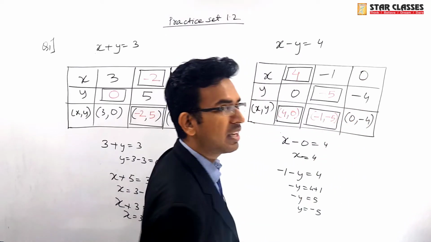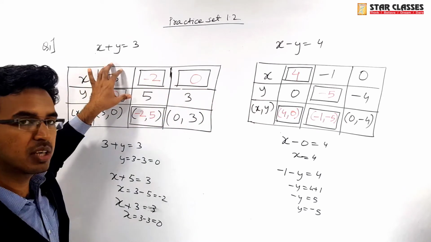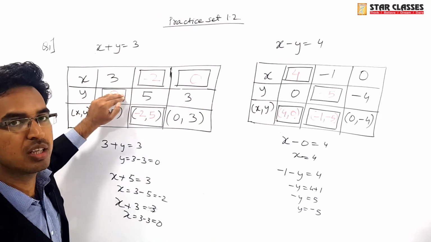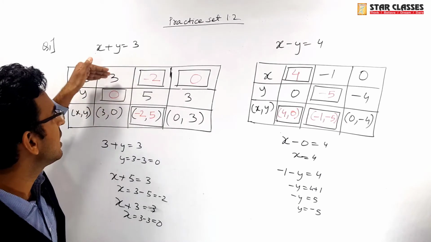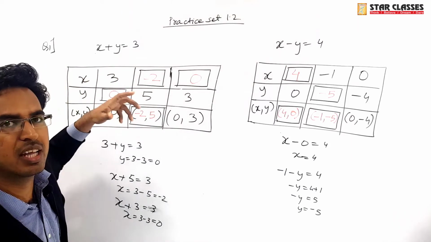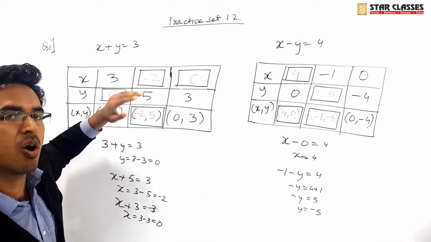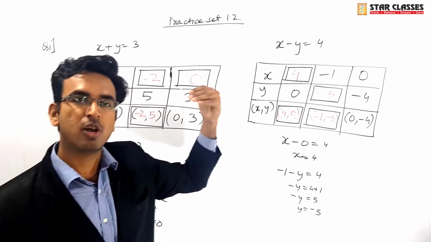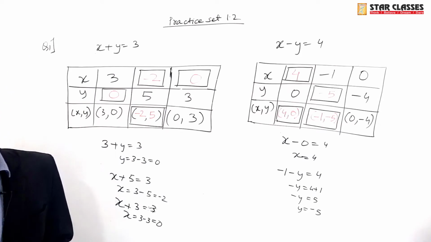Last value is already given. So basically we have to fill in the blanks. Where one value is given, we find the value of the other variable. In normal questions, we can take any value for either of the variables. So we can take 2, 3, 5, 6, anything for x or y, and we can find the value of the other variable. Okay. Now let us do the next question.